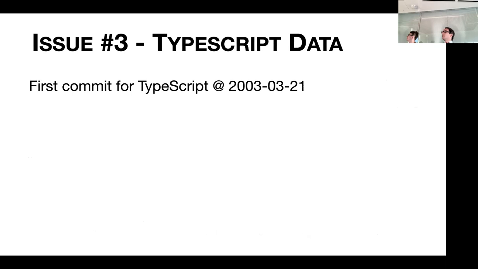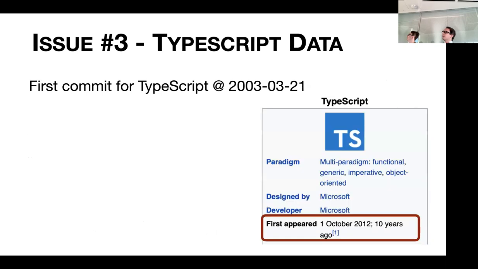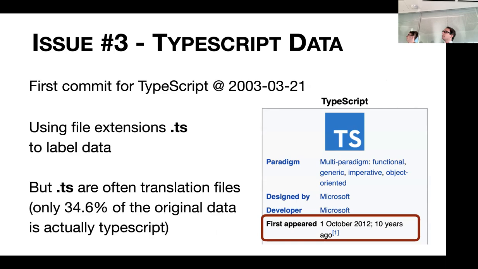And then another issue was related to the TypeScript data. I think this is an interesting one. If you look at the data set, the first commit for TypeScript they have was submitted in 2003. But if you go to the Wikipedia page of TypeScript, you see that TypeScript first appeared in 2012. So what's going on here? In the original paper, they were using file extensions, .ts, to decide whether a file was TypeScript or not. And so that's why we have commits of TypeScript dating from 2003.